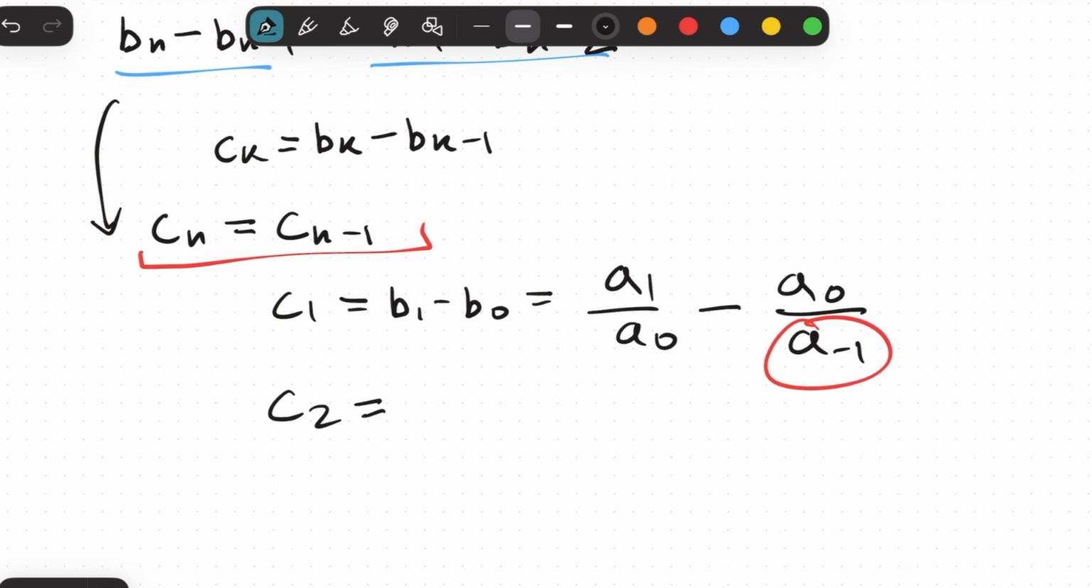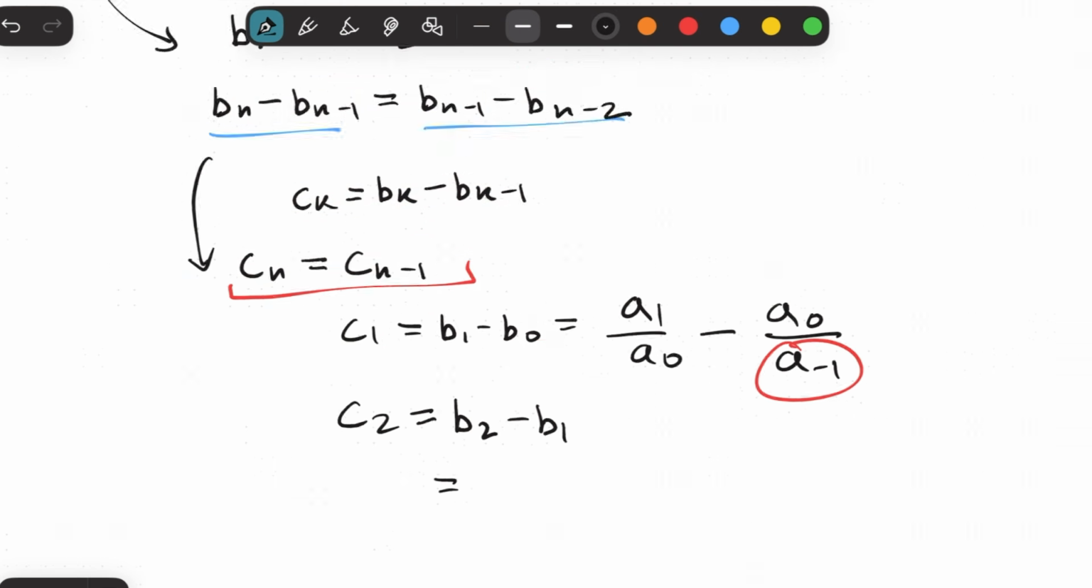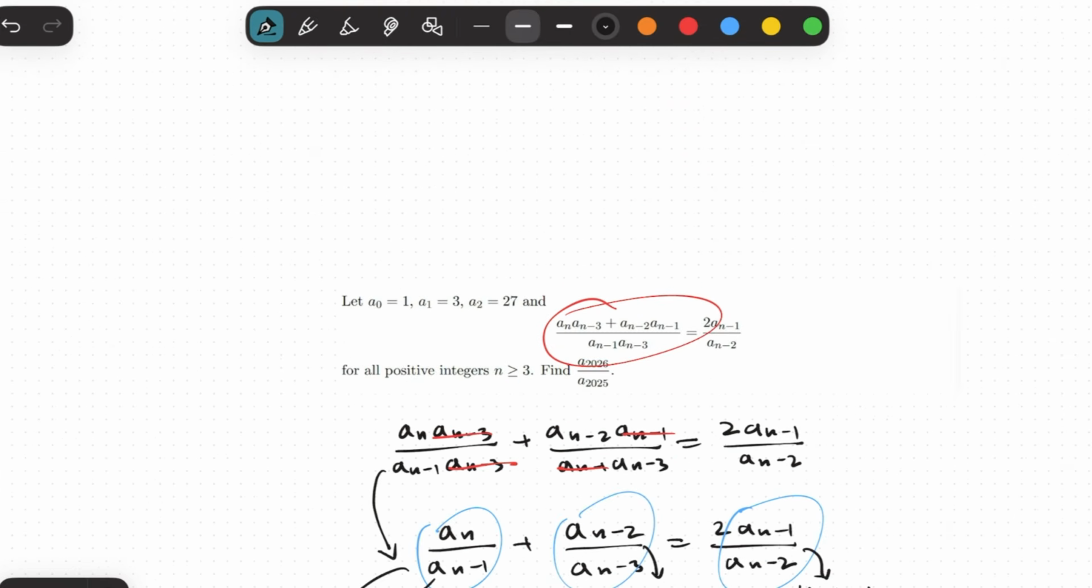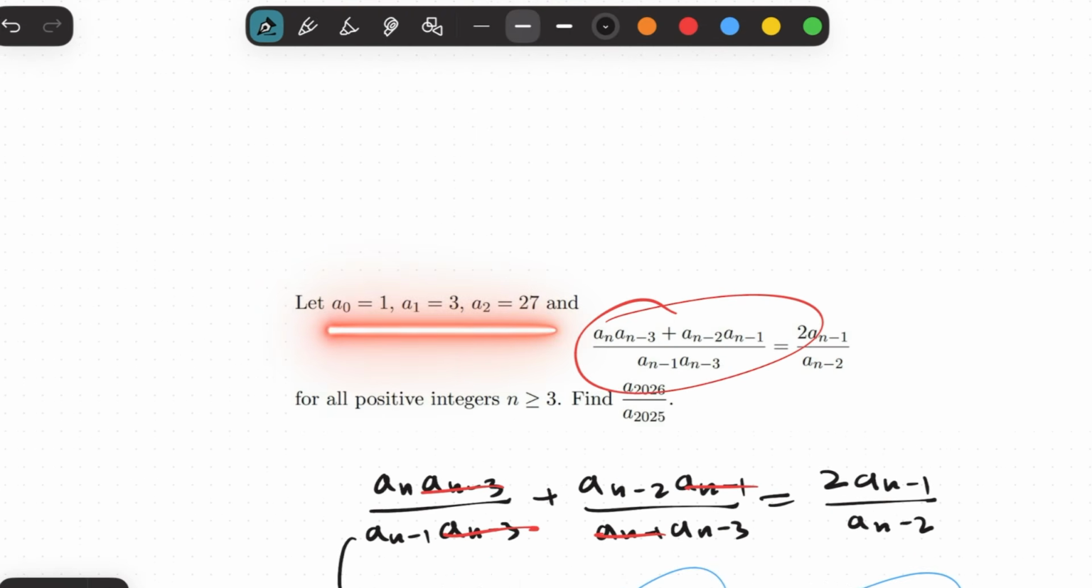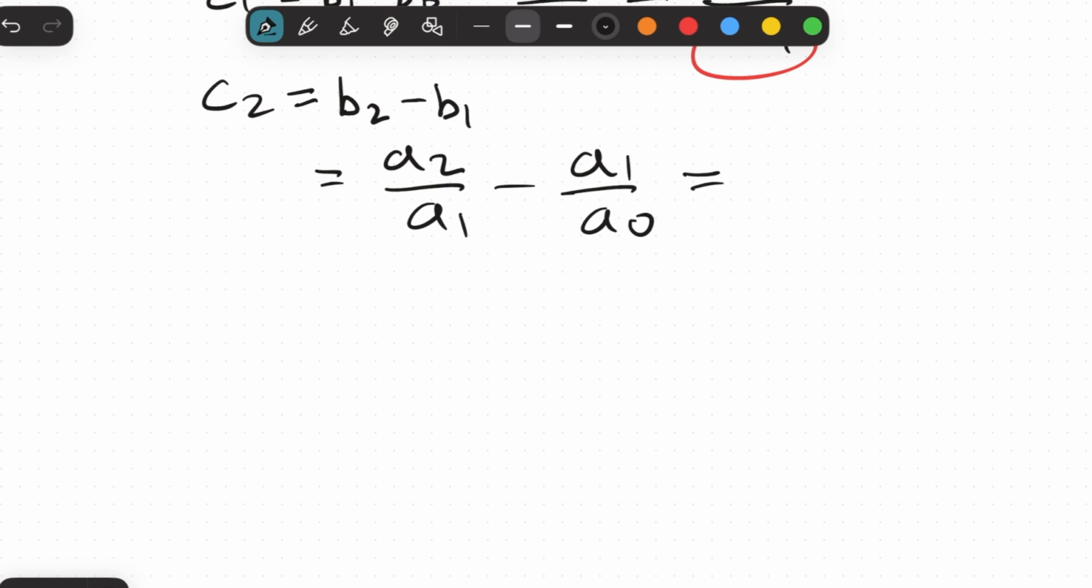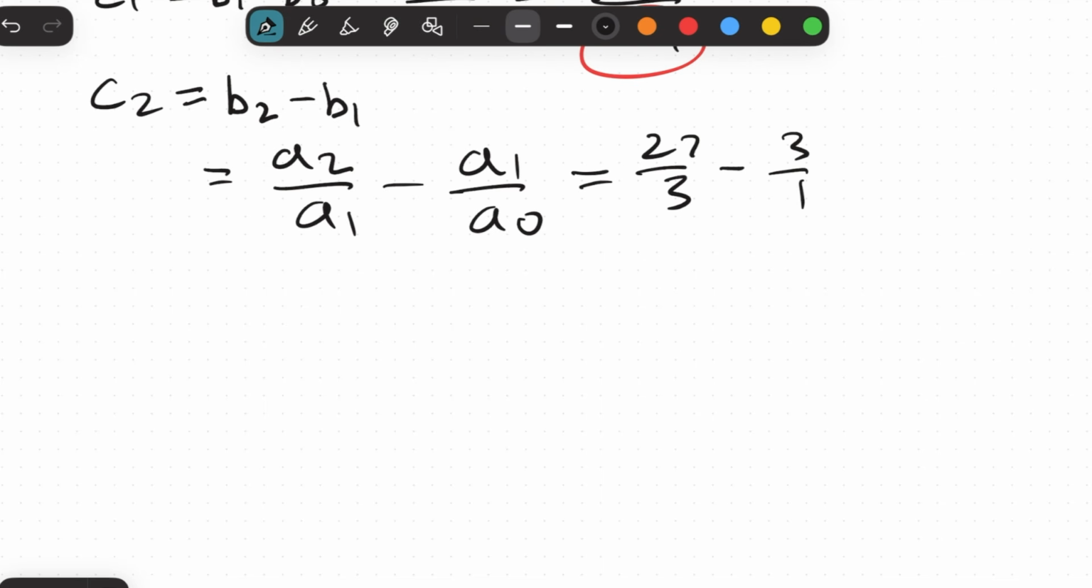So in this case, c_2 is equal to b_2 minus b_1, and from our b definition, this is a_2 over a_1 minus a_1 over a_0, and we're given a_2, a_1, and a_0. That would be 27, 3, and 1, respectively. So we can just plug them straight in: 27 over 3, and then minus 3 over 1. This is just going to evaluate to 6.